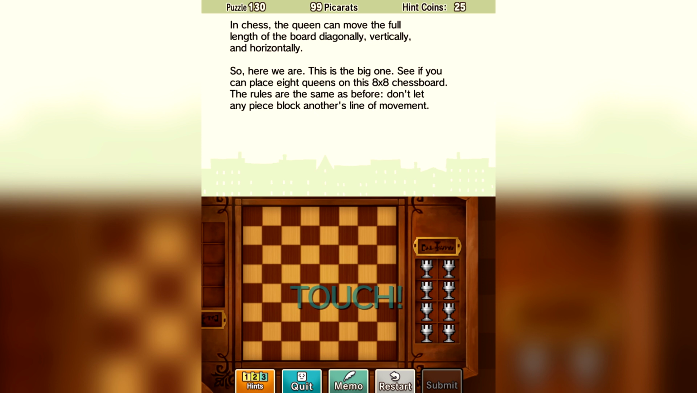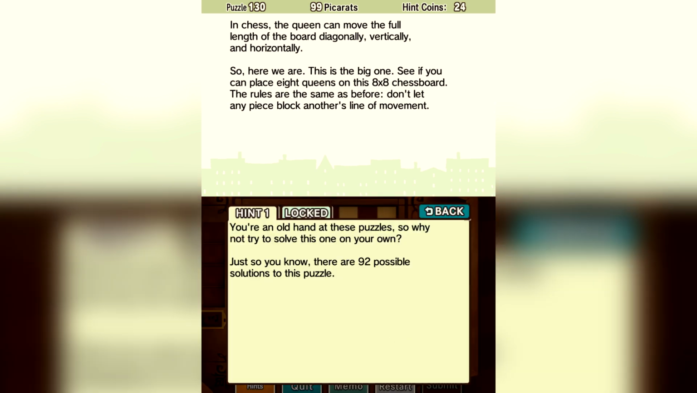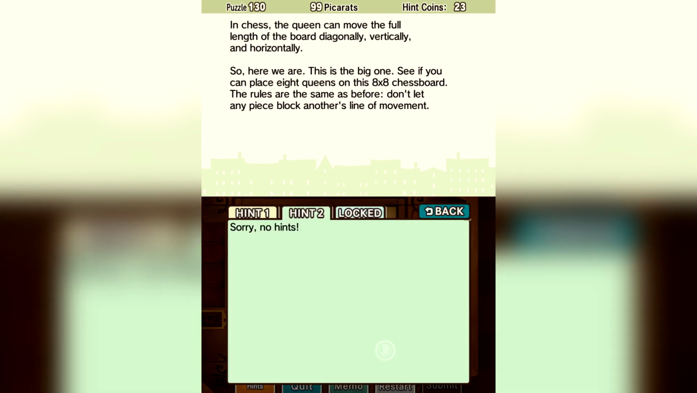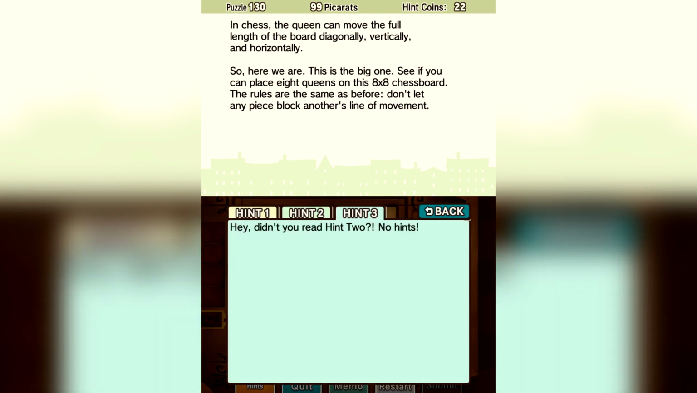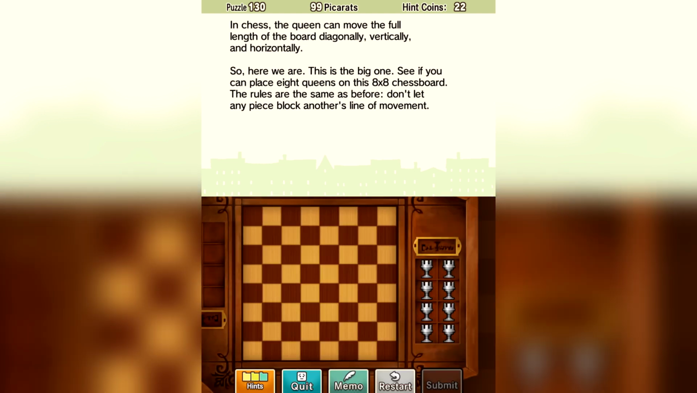So, in the interest of time, and because I want to try to actually finish these puzzles today, I'm going to spend some of my hint coins here to get one. You're an old hand at these puzzles, so why not try to solve this one on your own? Just, you know, okay, great. I want a hint. So give me a hint. So, what? You can't be serious. Okay, game. Sure thing.